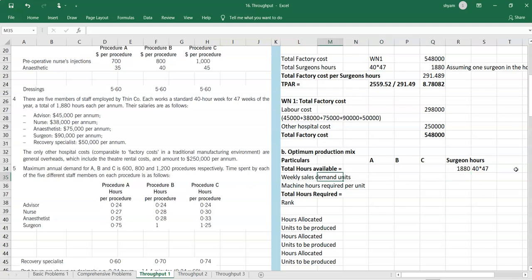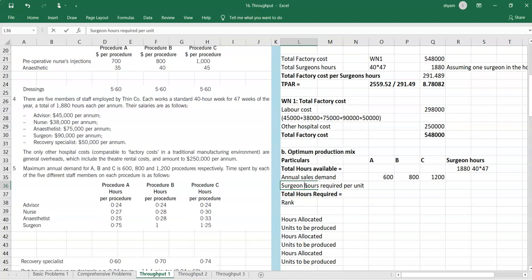The demand. We have to find out the annual sales demand. That's given somewhere here. Here it is 600, 800, and 1200. So it is going to be 600, 800, 1200. Then surgeon hours required per procedure.